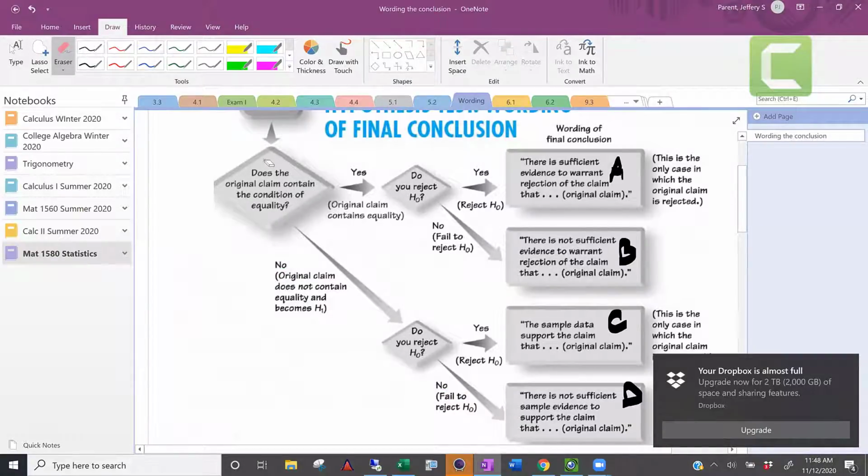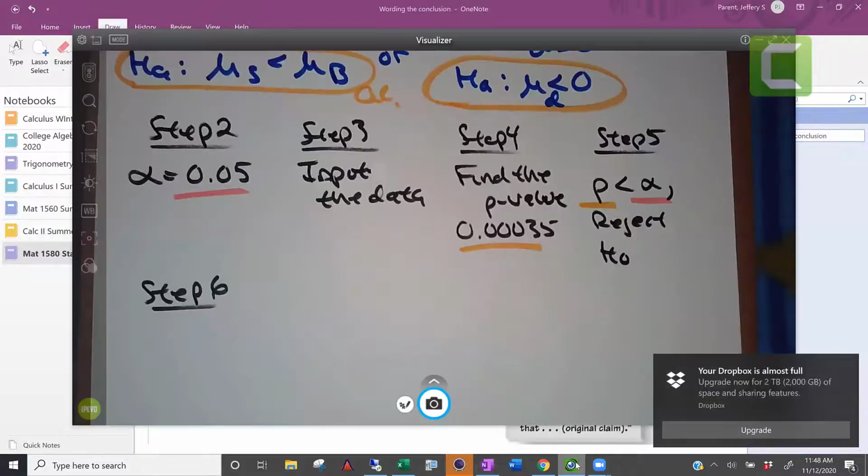We'll start all over. Does the original claim contain the condition of equality? No, it doesn't. Did we reject H naught? Yes. So that puts us at C. The sample data support the claim that the average number of kudos is less for swimming than it is for biking. So let's just state that.